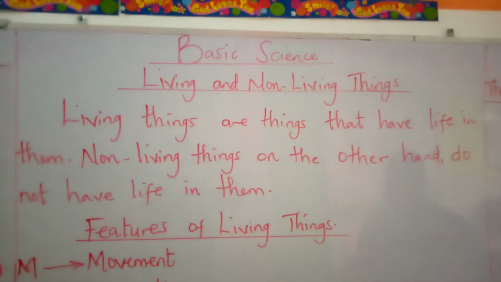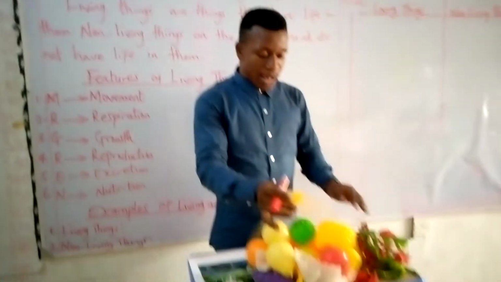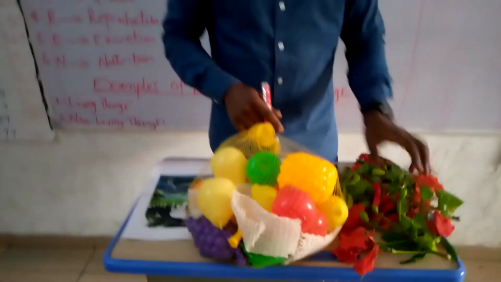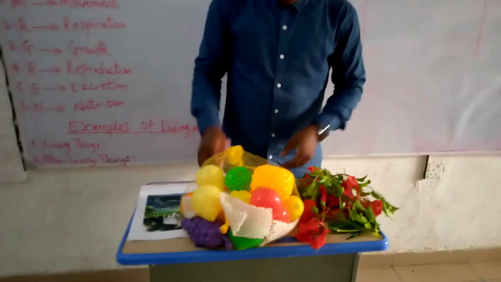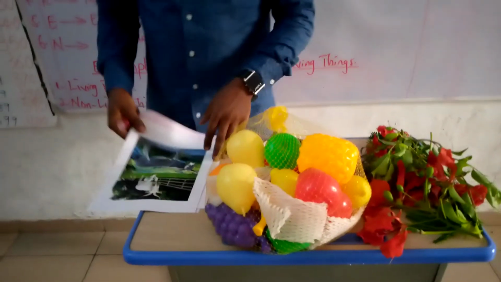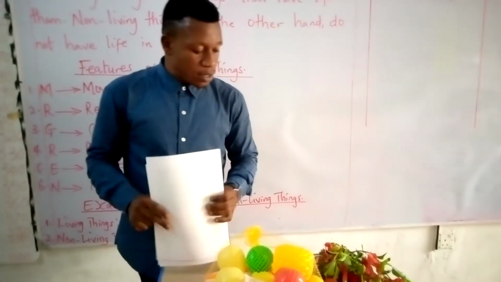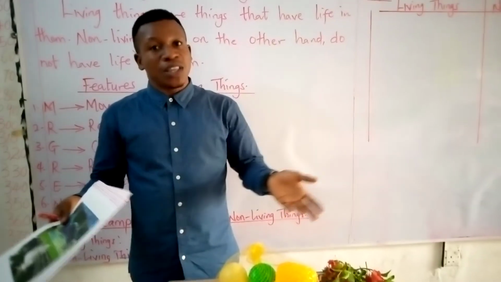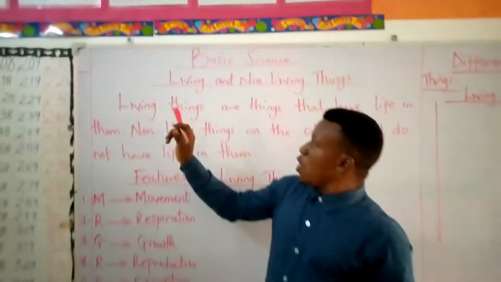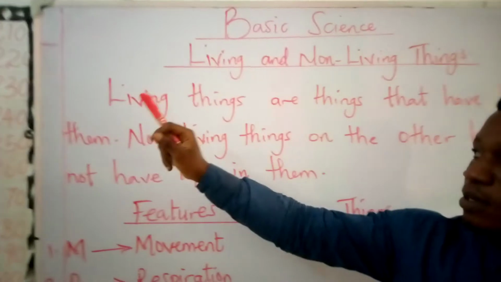You will be wondering why I have lots of things on my table. I have toys. I have markers. I have plant flowers. I have sand. And I also have some pictures. Now, all of these make up living and non-living things. You ask me how. Alright, let's look up. What are living things?